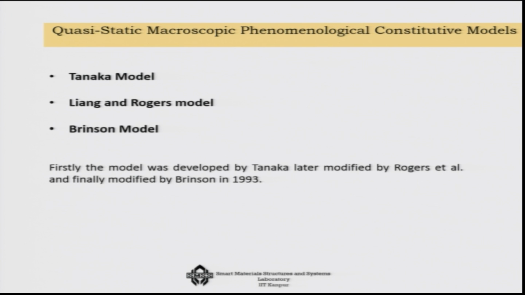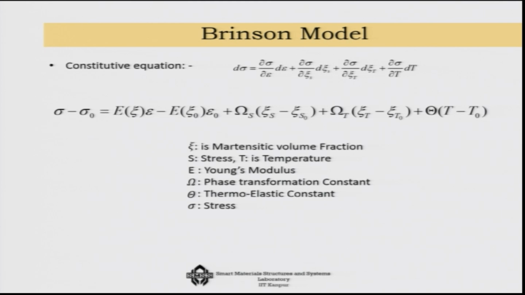Now, in this quasi static stage, there are three models that are proposed by people: Tanaka model, and then a slightly more refined Liang and Rogers model, and further refined by Brinson model. So, firstly this model was developed by Tanaka and later modified by Rogers, and finally it is modified by Brinson in 93, and since then it became very popular, particularly for the analysis of shape memory alloy wires. Let us look at the Brinson model.